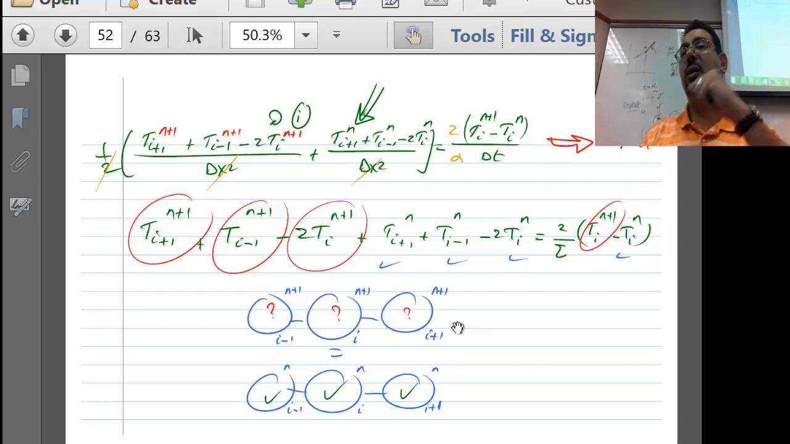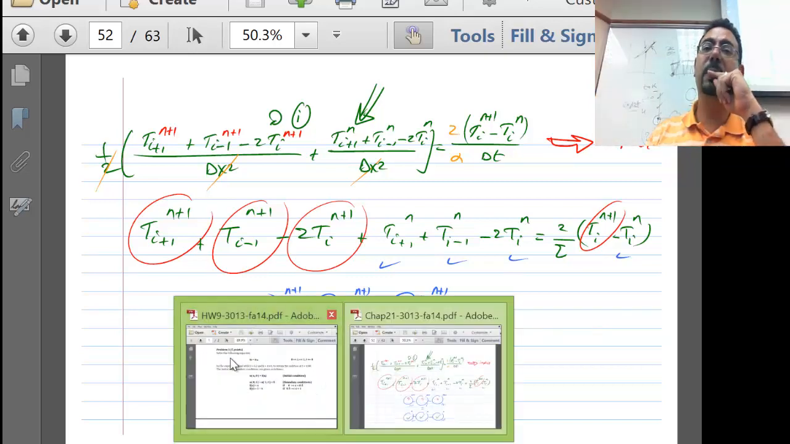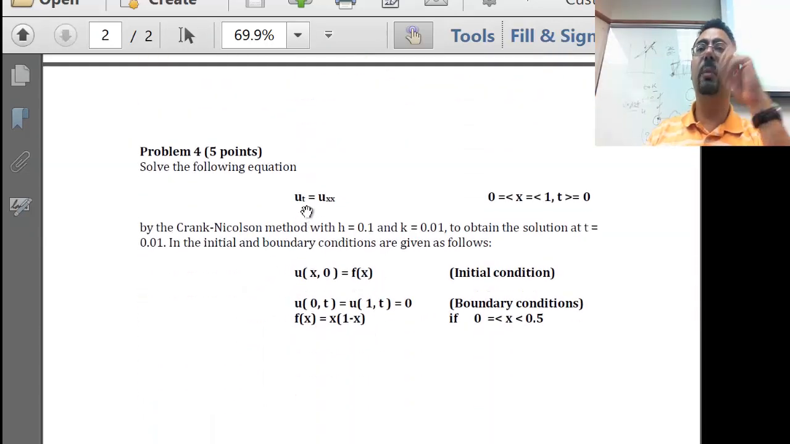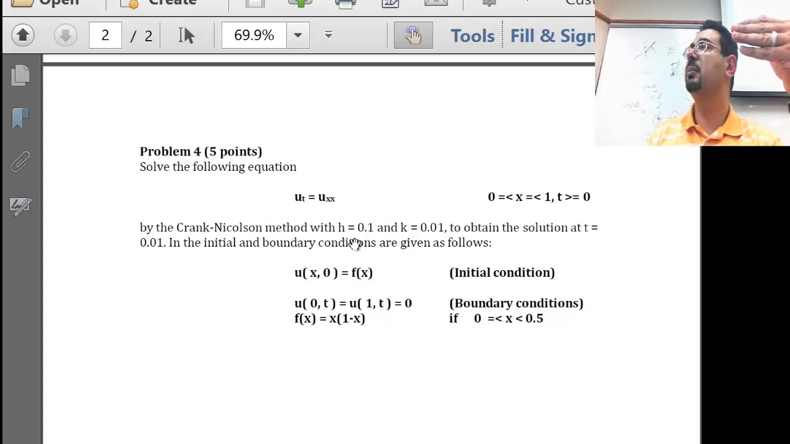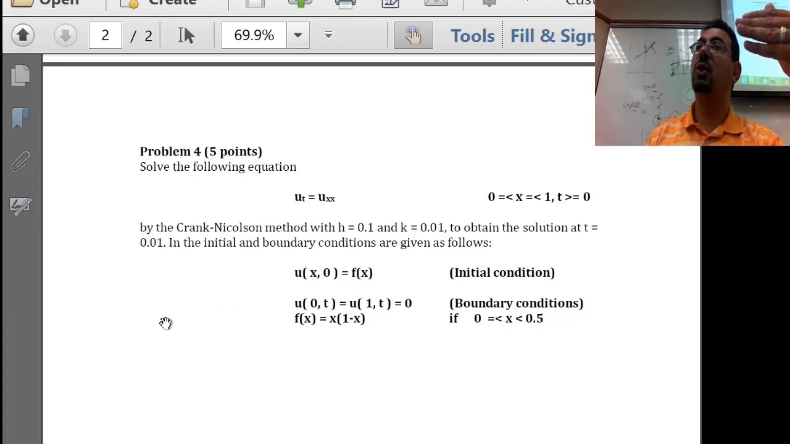Okay? So in the last problem, I'm telling you this equation, solve it by the Crank-Nicholson method, right? With h equal 0.1 and k equal 0.01, and find the solution at t equal 0.01. So obviously I need you just to do 1 time step, right? Because you will have to solve a matrix in the process, in the middle. So you can solve this matrix by, I don't know, Gauss-Seidel, basically an iterative method, or you can invert the matrix in MATLAB or something. But you will end up with a matrix that you will have to solve, right?